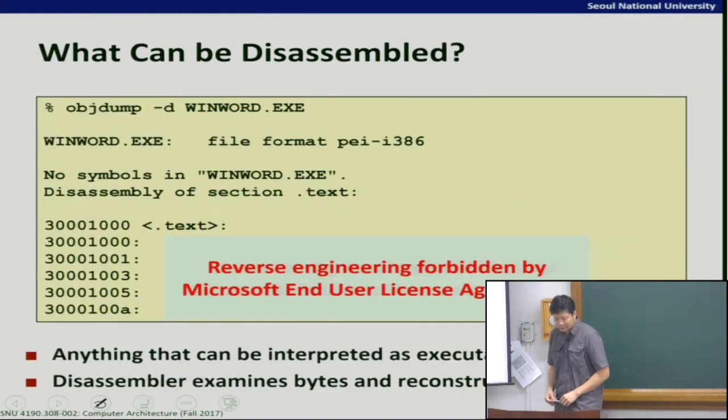Also, if you use objdump, you can disassemble something like MS Word. Any EXE file can be disassembled, because anything that can be interpreted as executable code can be disassembled. You can do some reverse engineering. You cannot really get the source code for MS Word, but you can still disassemble the binary code to obtain assembly code. Then you can do some hacking of this binary code. So the disassembler examines these bytes and reconstructs assembly code from them.